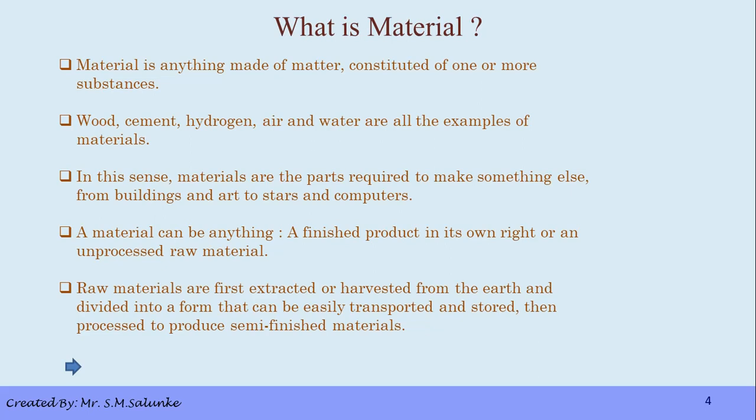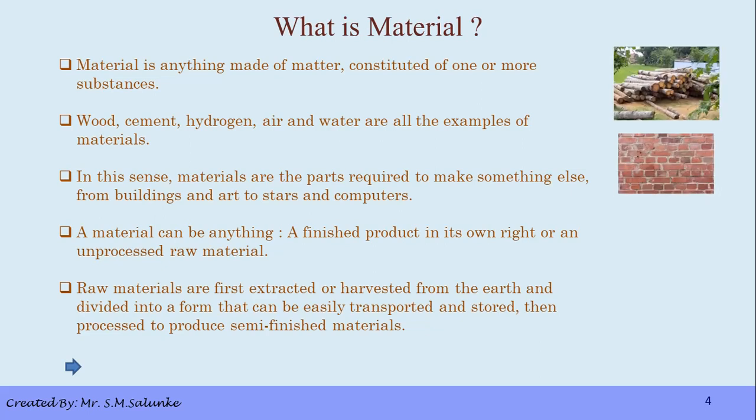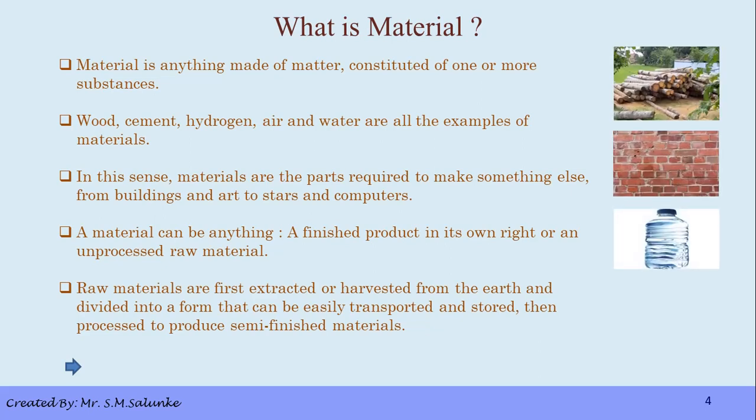Material is anything made up of matter constituted of one or more substances. Wood, cement, hydrogen, air, water, steel are the examples of materials. In this sense, materials are the parts required to make something else, from building and art to stars and computers.